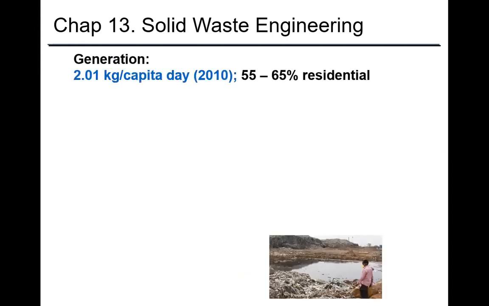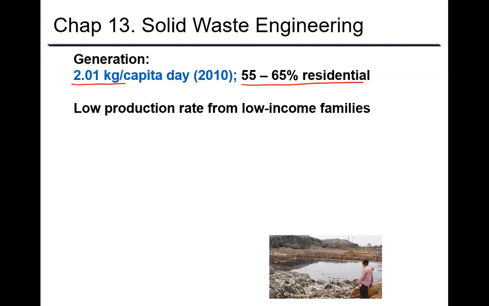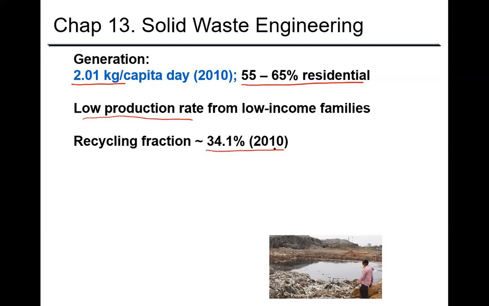So in terms of generation rate, for each person on average, we generate around 2.01 kilograms per day. This is 2010 data, which is quite reasonable if you just think about how much food you process, right? How much garbage you generate each day, right? So a large fraction of this solid waste is residential. And then low-income families have a lower production rate because they simply consume less, right? So the recycling fraction is 34.1% in 2010.